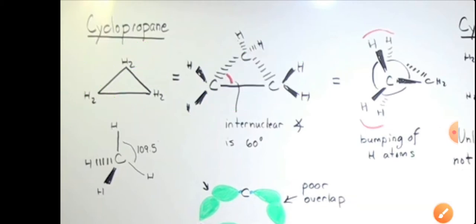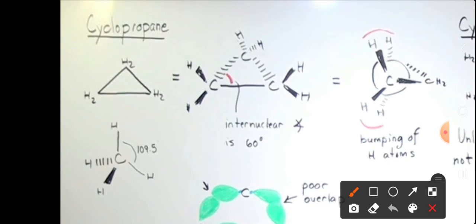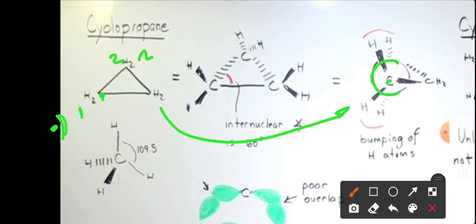Let's see the Newman projection of cyclopropane. This is the Newman projection of cyclopropane. This is the first carbon and this is the second carbon. We observe from this carbon. The first carbon is represented with a dot, and the second carbon is represented with a circle, and all the remaining groups and substituents are separated spatially by 120 degrees.